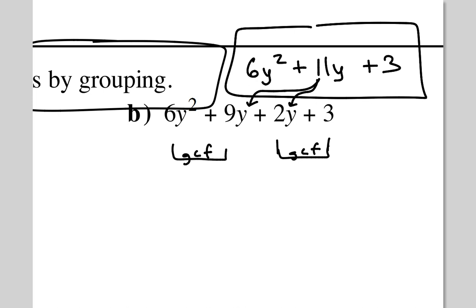Anyways, let's finish this off. Enough with the peanut gallery back there. And we're going to GCF pair these two. What comes out of 6 and 9?